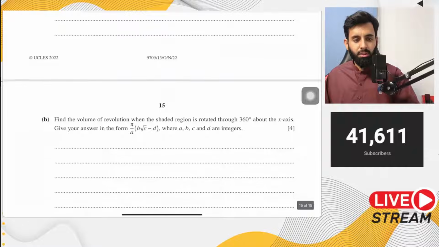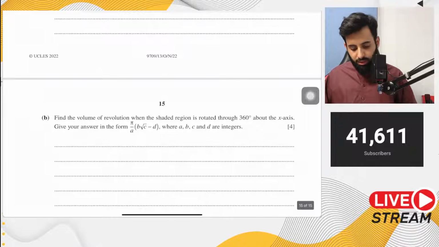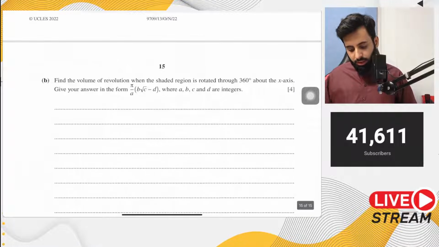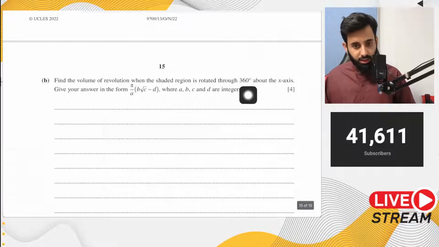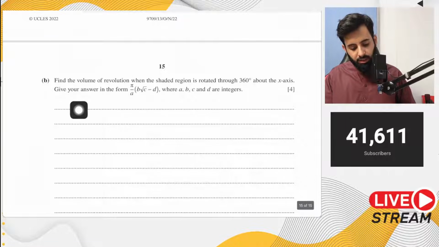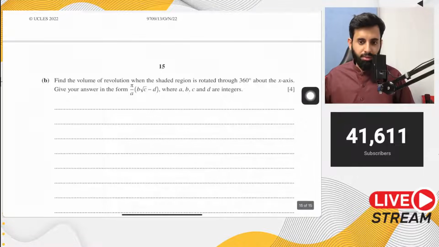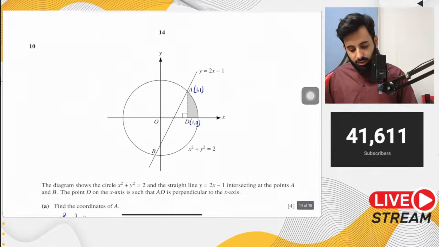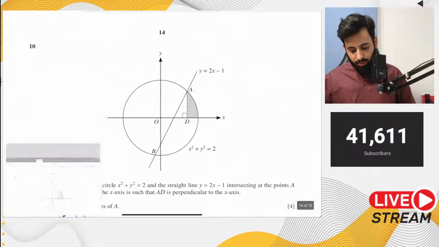Now here's part B. Part B says find the volume of revolution when the shaded region is rotated 360 degrees about the x-axis. Give your answer in the form of pi upon A, B under root C minus D, where A, B, C, and D are integers. Okay, now let's go back. Let's take a screenshot of this so we don't have to do a lot of back and forth.